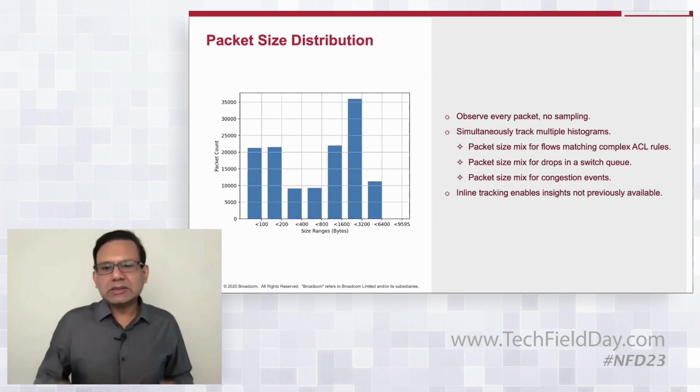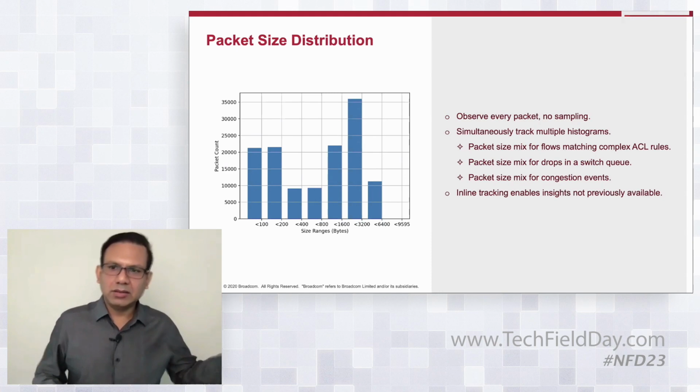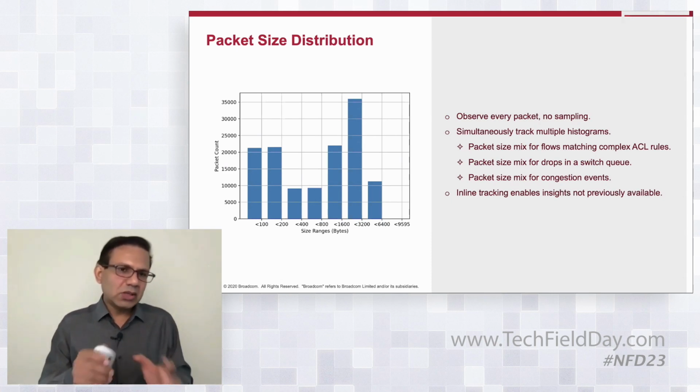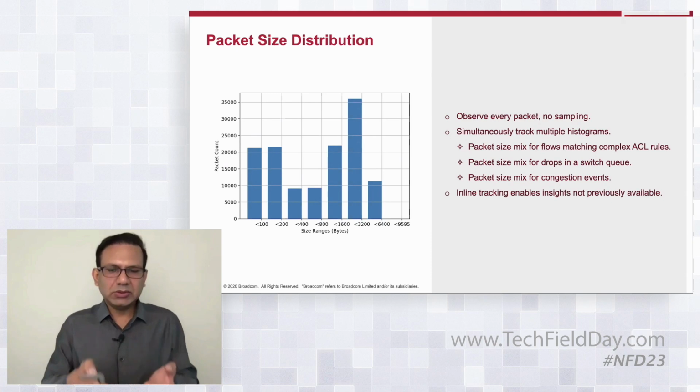And these insights were not available previously because you had aggregate data at a collector. You did not have the ability to get to this level of detail. Now, this is what the inline tracking enables you with this. And this is not just for packet sizes. It's a histogram. It's a general ability that you could implement out here.